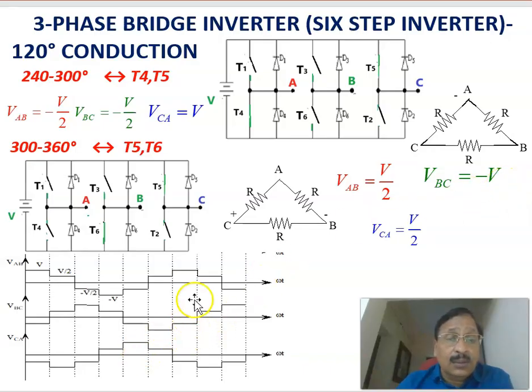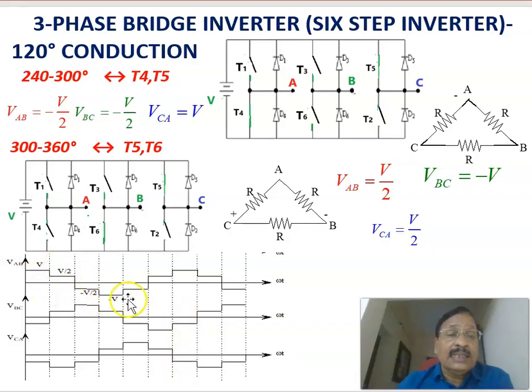Therefore, VBC equal to minus V. This is one cycle complete. VBC equal to minus V, and VAB equal to plus V by 2, and VCA equal to plus V by 2. Therefore, then one cycle completes.